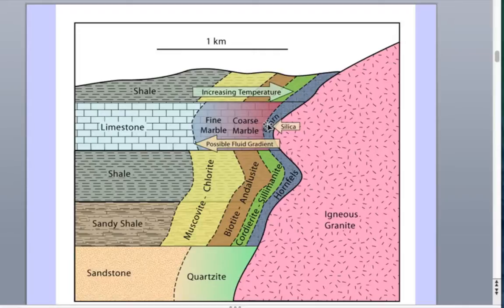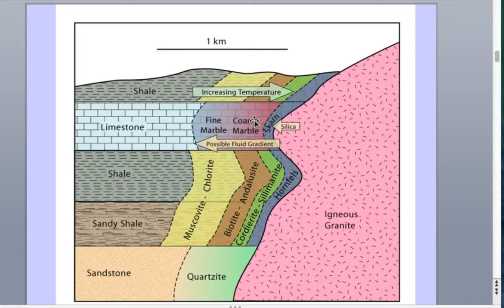So skarns have unusual minerals like a mineral called vesuvianite. They might have some green garnets. They might even have a mineral called diopside, which is a pyroxene, kind of a strange pyroxene, but again related to fluids from the magma mixing with limestone.